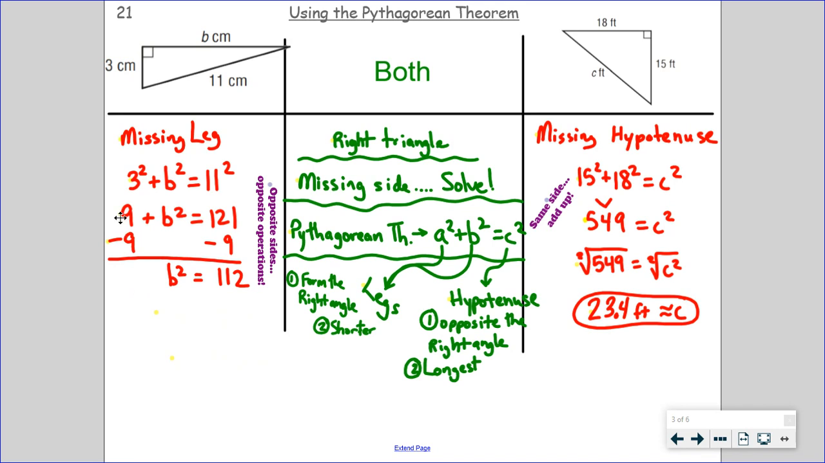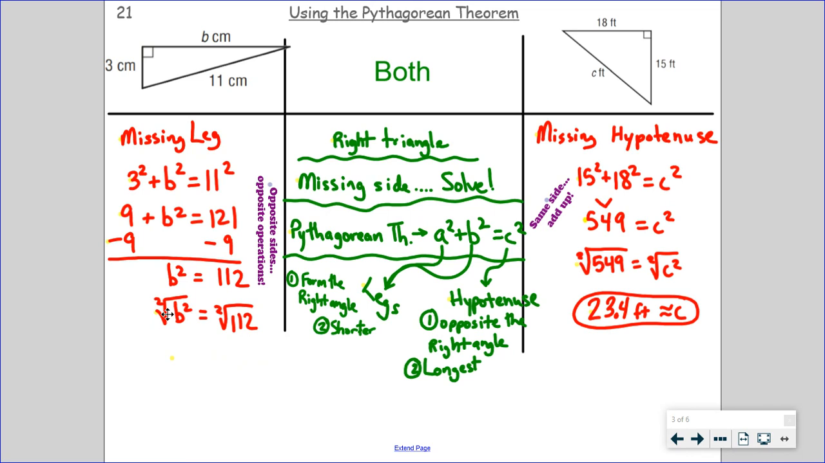The inverse of adding, or a positive 9, would be to subtract, or take a negative 9. Now 9 minus 9 equals 0. That leaves only the square of b, and thus we are one step closer to solving for b. 121 minus 9 is 112. 10 times 10 is 100. 11 times 11 is 121. So this probably is going to be somewhere between 10 and 11.